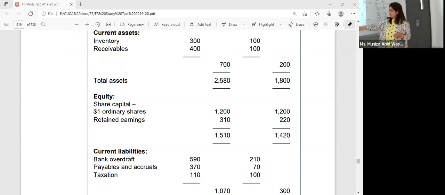No, current liabilities are 300. But if you add the three figures, 210 plus 70 plus... Yes, so it means that there is a mistake. So we should take 380, right? Yes, why did I take 1800? I think total assets I took. Now if we scroll down, I can see. Oh, okay. So it will be how much? It will be 380? Yes, you are right.